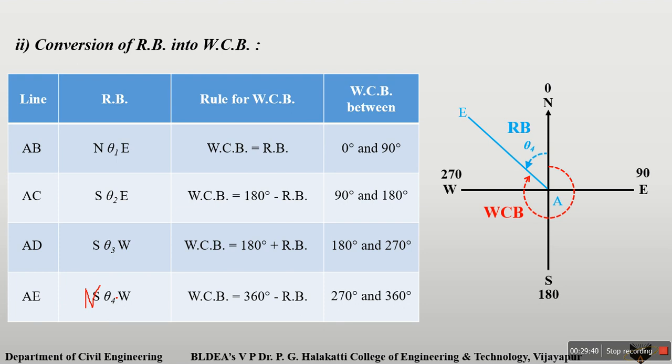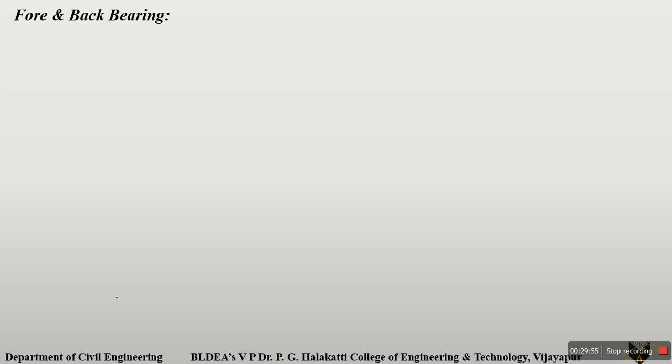So practice all these things. We have to solve the sum problem. I will solve one problem on this for converting the WCB to RB or RB to WCB. Then one more important thing: the definitions of forebearing and backbearing.